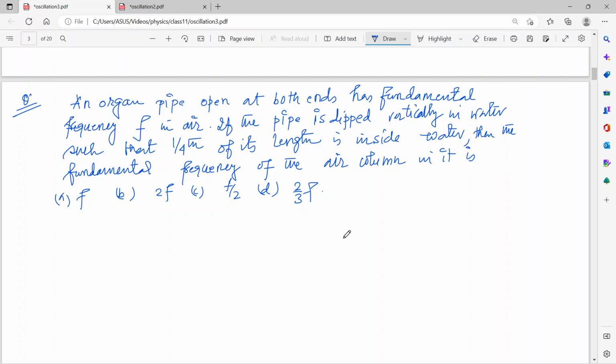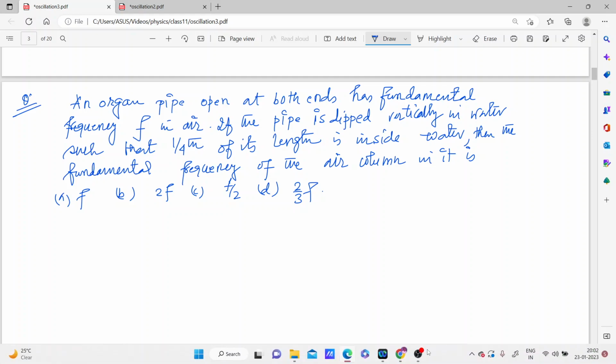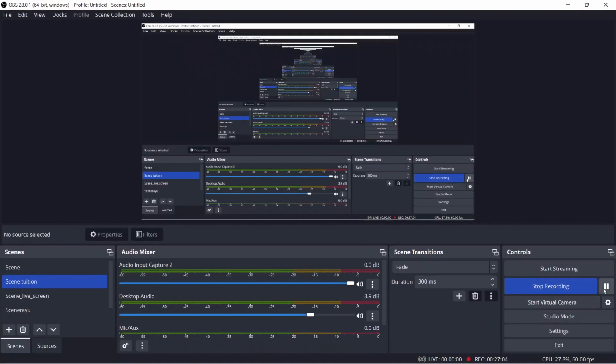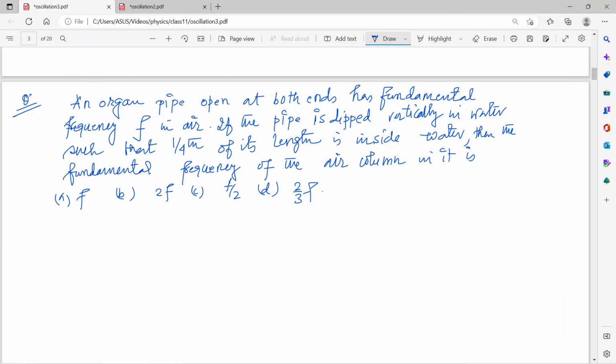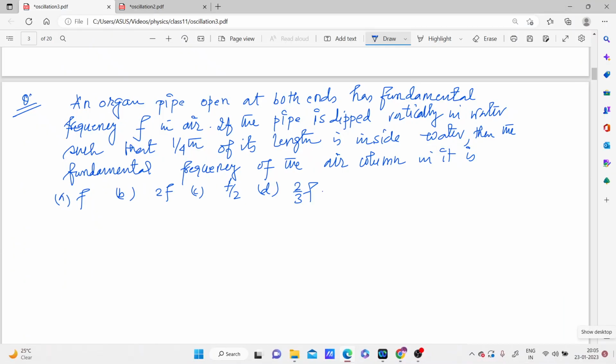That means 2F. So the thing is like that.